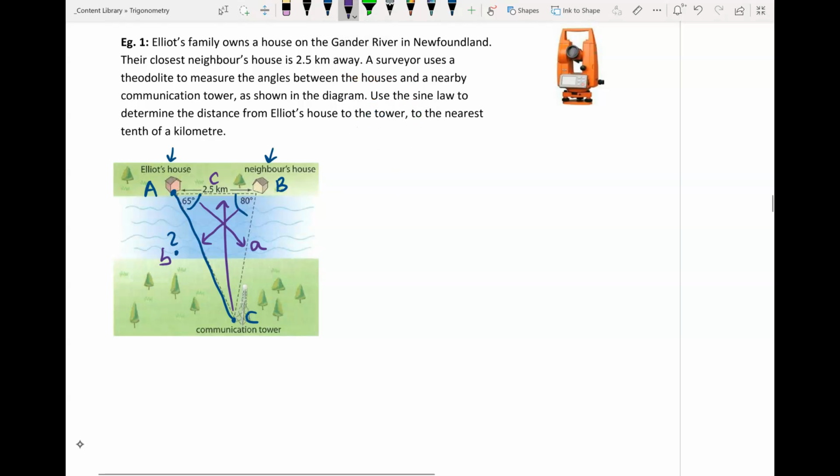Now, if I'm looking for side b, I need a set of information. That means I need angle C and side c, or I need angle A and side a. And at this time, I have neither of those pairs. But we do have enough information to find angle C. So that's the first thing we're going to do.